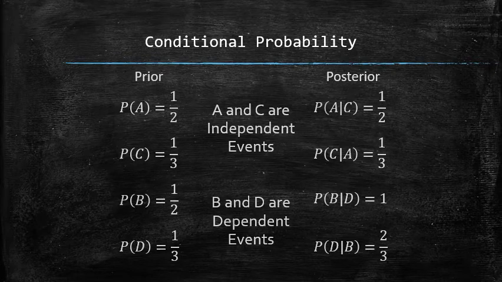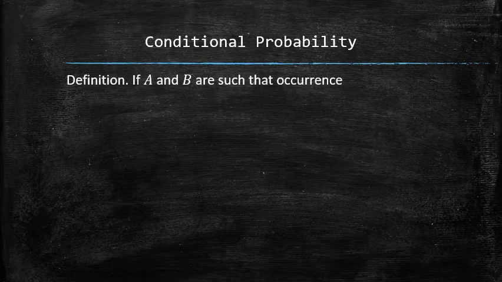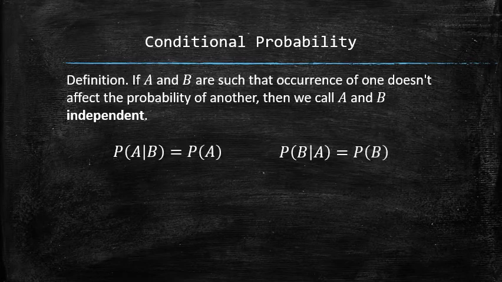We provide the formal definition. If A and B are such that occurrence of one doesn't affect the probability of another, then we call A and B independent events. Symbolically, we can express the definition of two independent events by the following statements. If one of them is true, the other one must be true as well. So, if one wants to check whether two events are independent, one must find the prior probability and compare it to the conditional probability to see if they are equal. If they are, then events are independent. If they are not, then events are dependent.